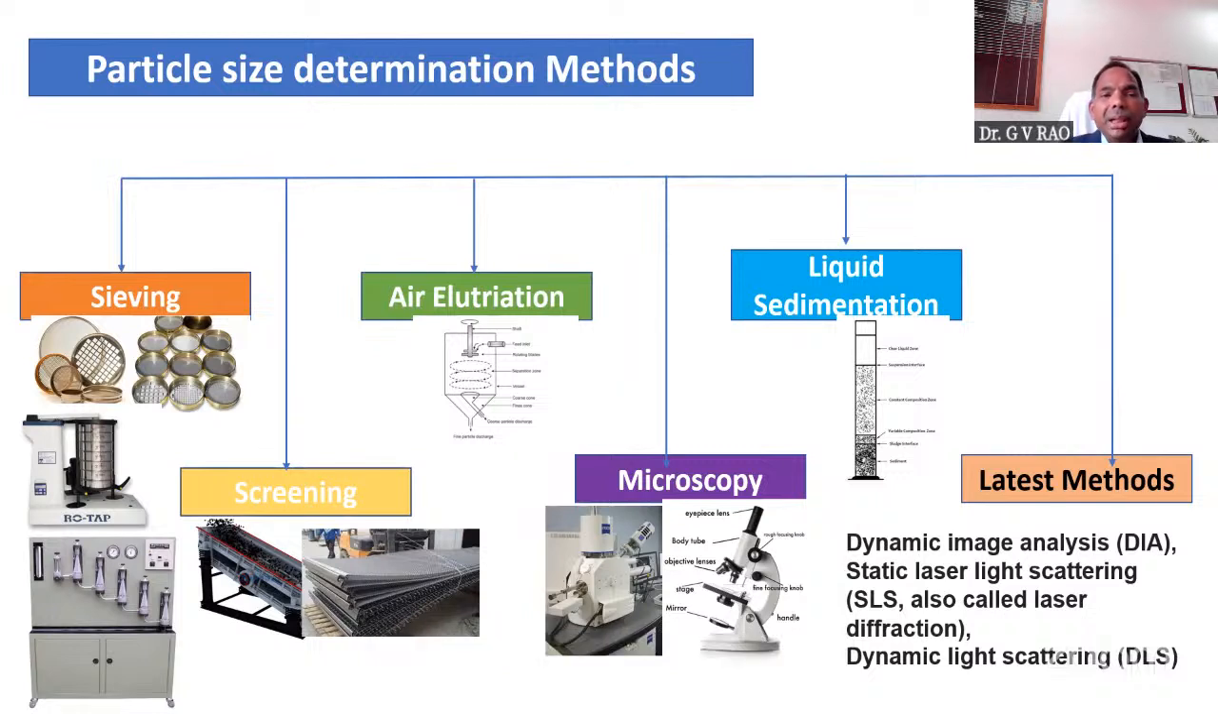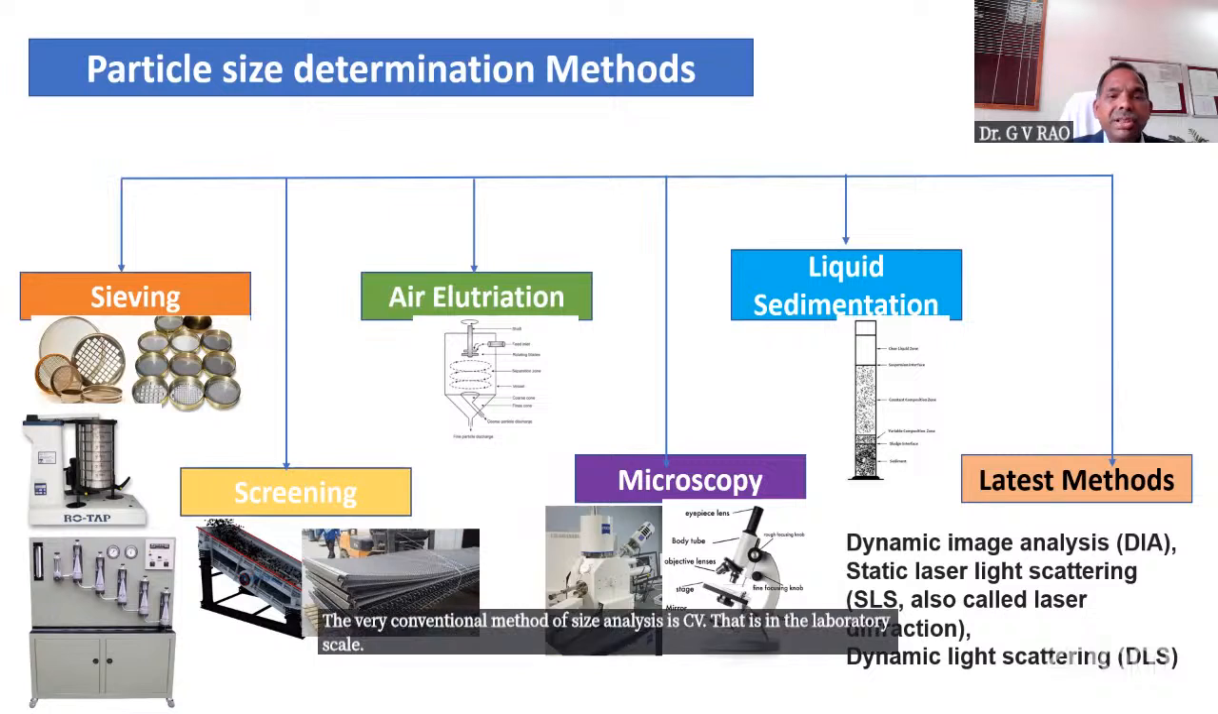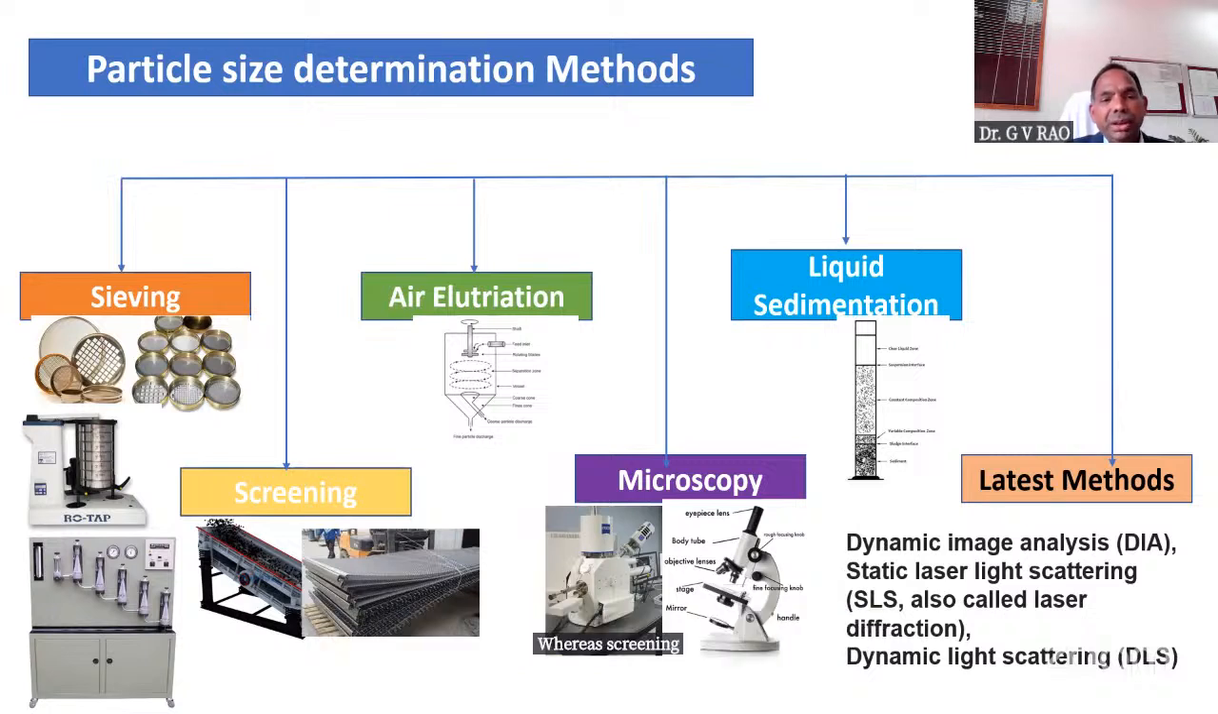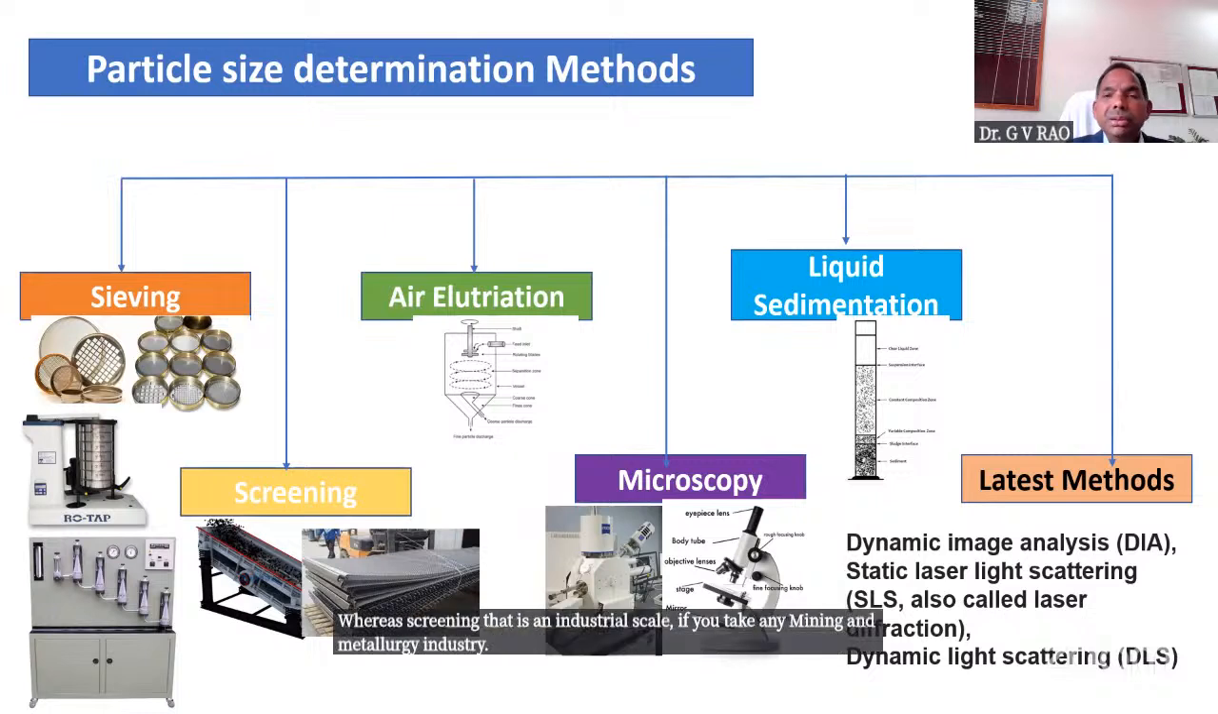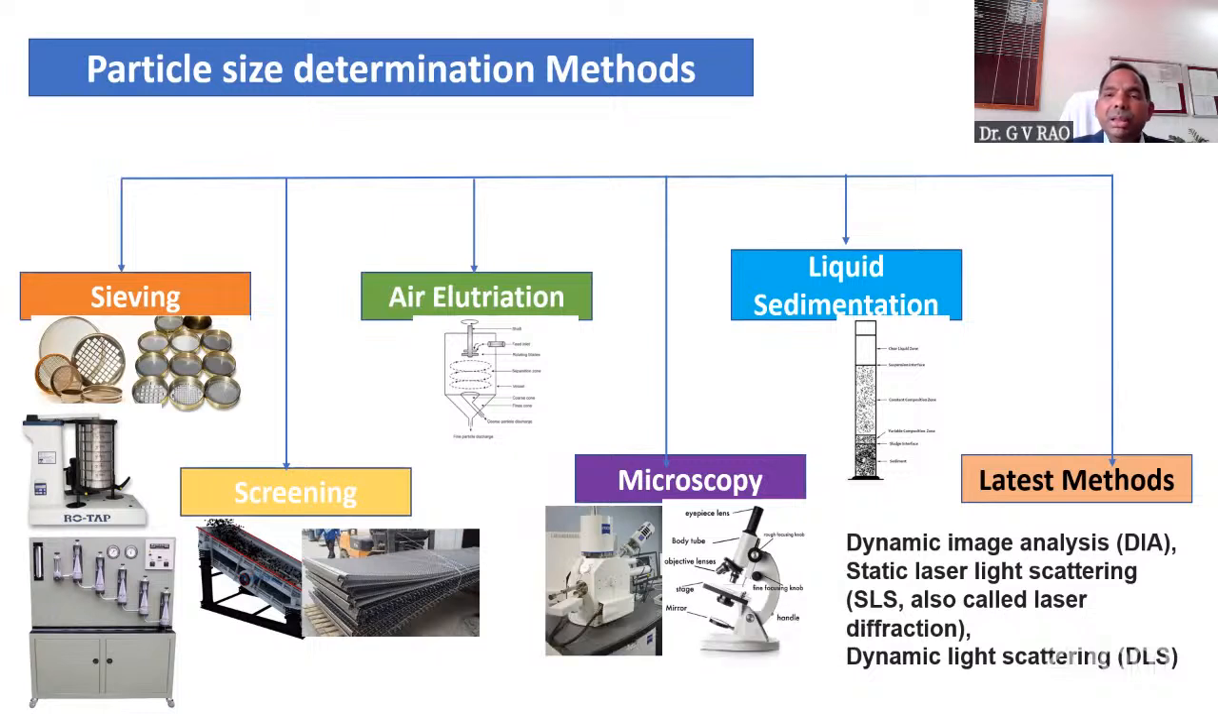The very conventional method of size analysis is sieving. That is at laboratory scale, whereas screening is at industrial scale. In any mining and metallurgical industry, screening will be done on industrial scale from 80 mm to 1 mm size. The size will be different for different particles.